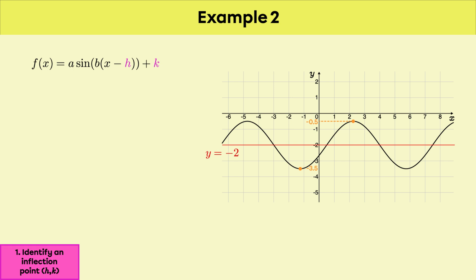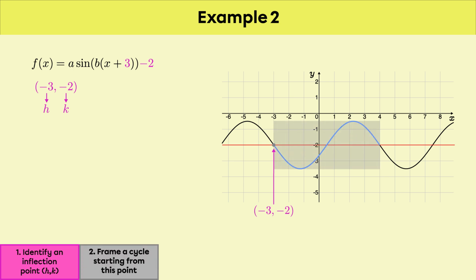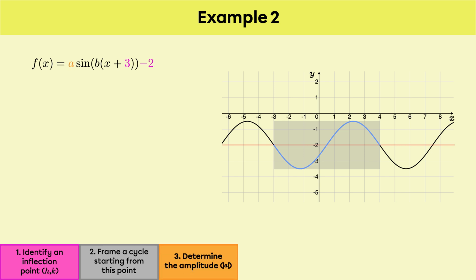Next, we need to locate the inflection points. Once again, several choices are possible. Let's take the point (-3, -2). This means that h is -3 and k is -2. From this point, we draw a rectangle encompassing a full cycle of the function whose base length corresponds to the period. We are now ready to calculate the absolute value of a.